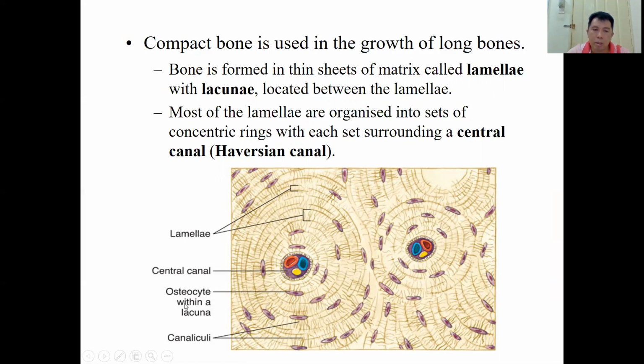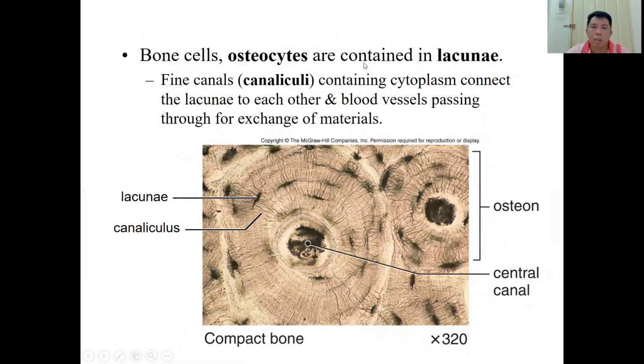Inside the lacuna, they have osteocytes. Then you see here there are many things like roots. Actually, this is the canaliculi. So what is canaliculi? They are canals containing cytoplasm of the osteocytes, connecting the lacunae to each other and to blood vessels passing through for exchange of materials. So that means the osteocytes in the lacunae use the canaliculi to connect with other lacunae.